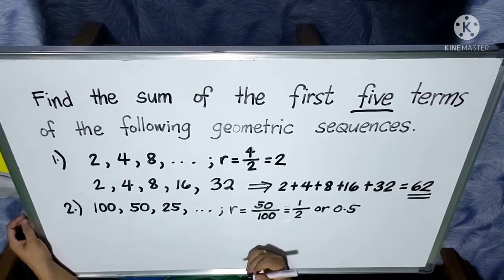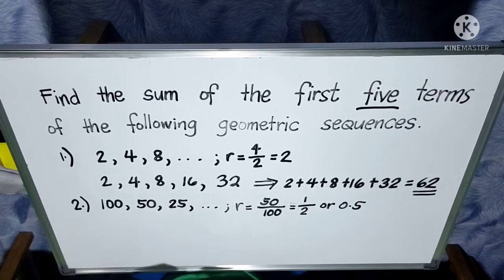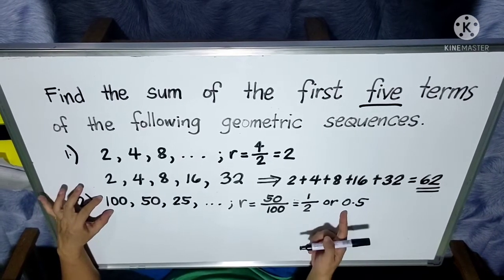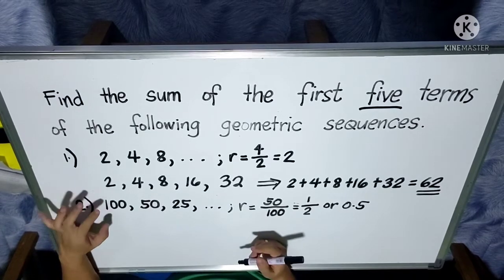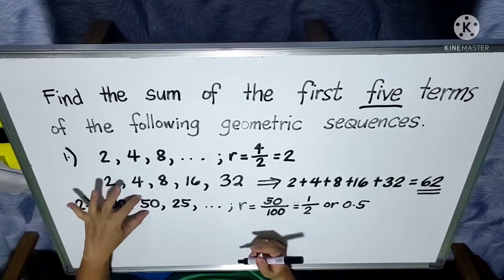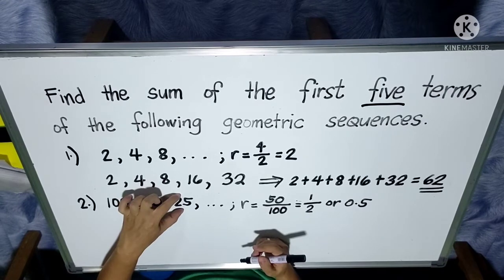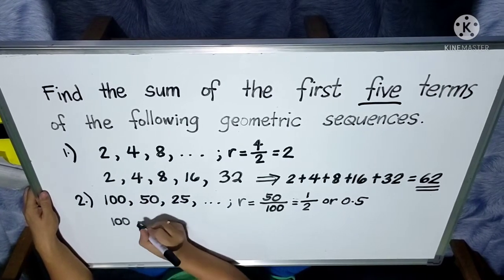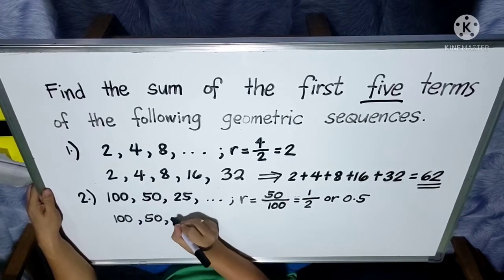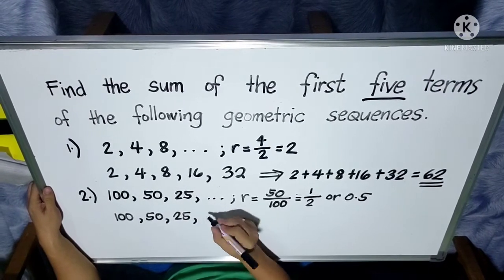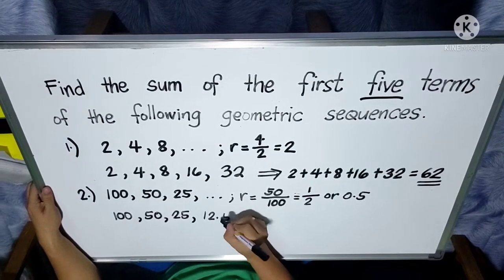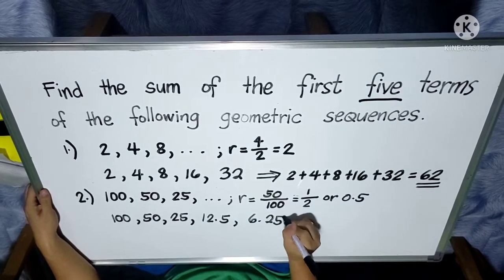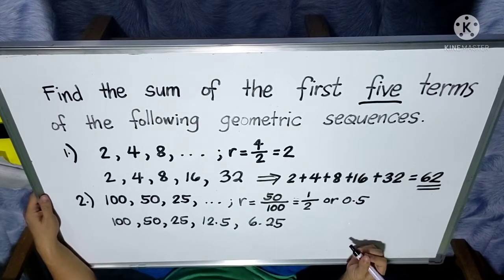Go back to the given. So this simply means that you will divide the known terms by 0.5 or divide it by 2. 100 divided by 2 is 50. 50 divided by 2 is 25. Then 25 divided by 2 is 12.5. Then 12.5 divided by 2 is 6.25.